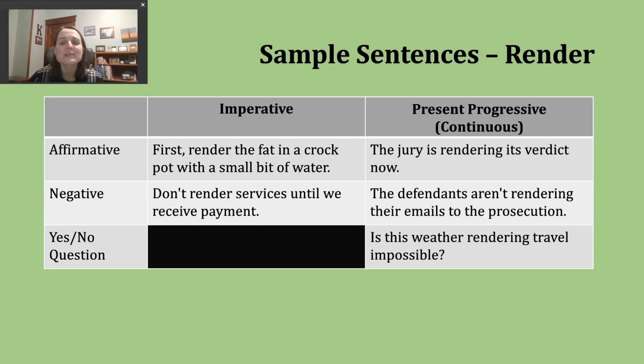And finally, let's look at making a yes or no question in the present progressive. To do this, start with be. You want to use the form of be that matches your subject. That subject comes next. And then use the ing form of the verb. Here's our last example. Is this weather rendering travel impossible? Okay. This goes back to that definition of causing something to be impossible.